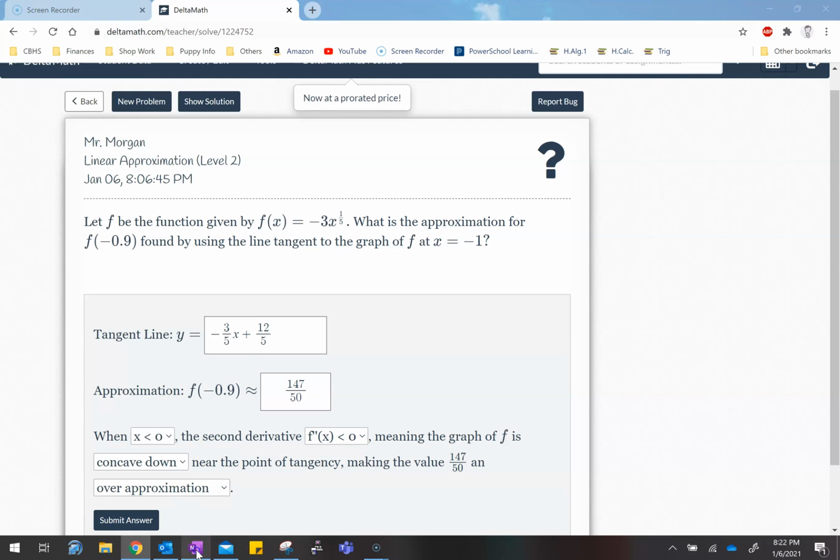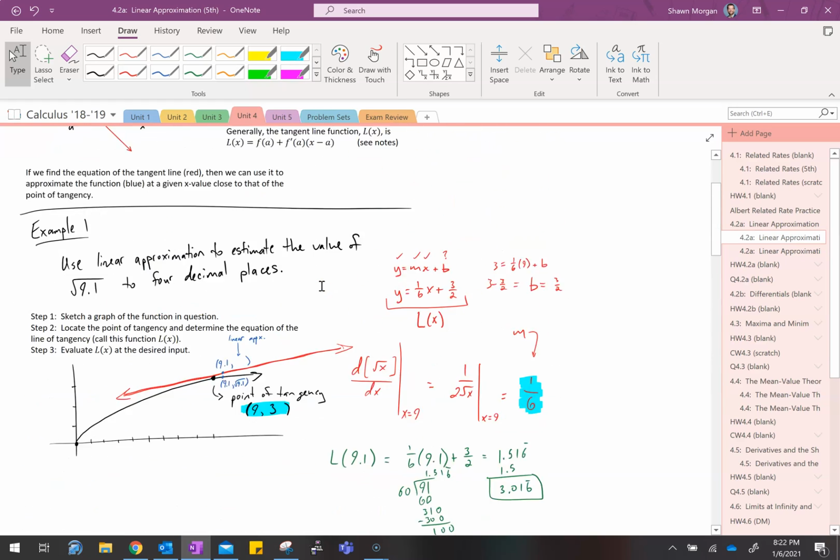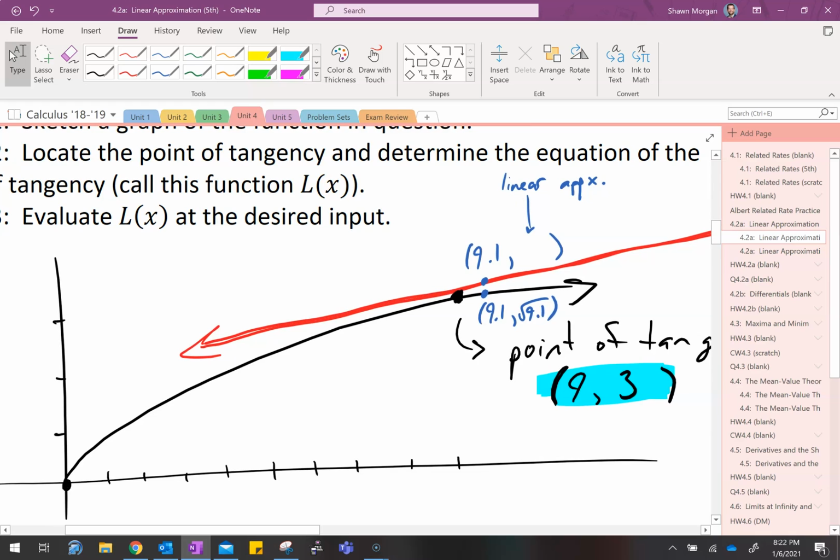Actually, let me go back to my notes from, I believe, yesterday when I had a nice little picture. Yeah, there you go. See how when the function is concave down, our tangent line overshot? In other words, it was above where it actually should be on the curve. Make a note to that effect: when the function is concave down, your tangent line is going to be above the curve, and therefore your linear approximation is going to be too much.